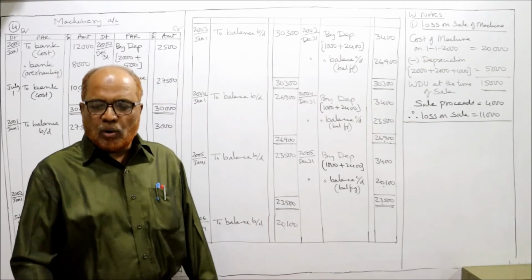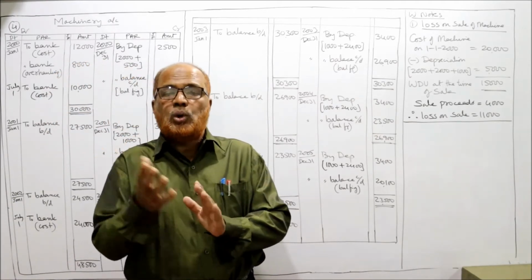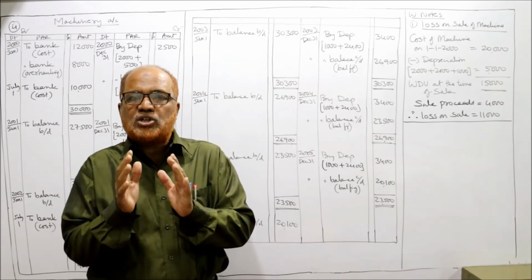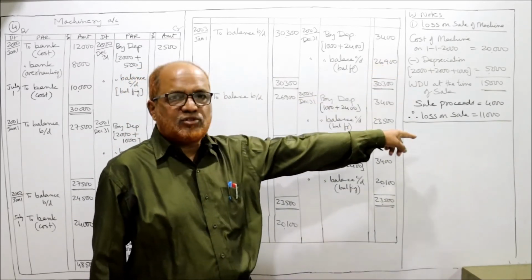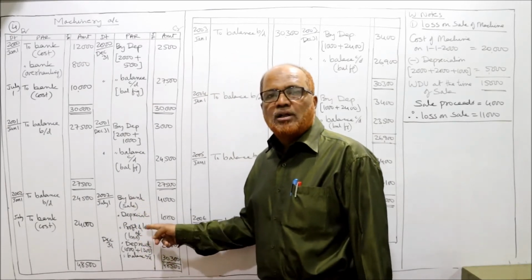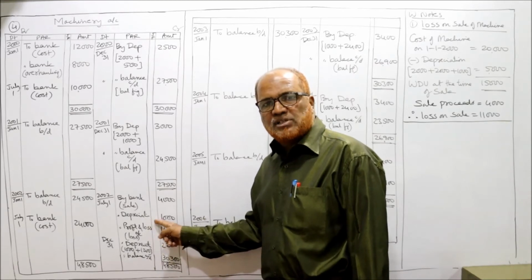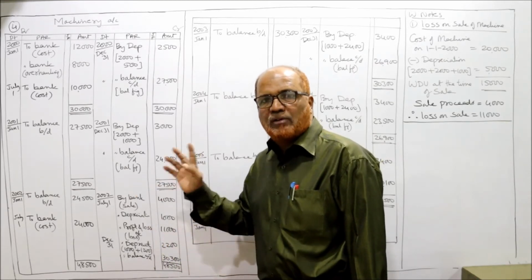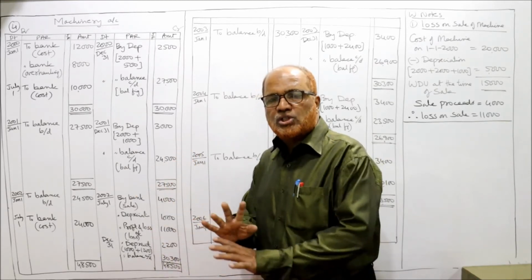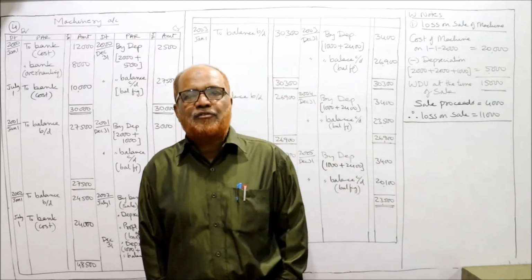That's all. The only thing is, you have to remember what entries are to be passed when the machine is sold, and how to find out the profit or loss. Here in working notes I have shown it. And remember these three entries when the machine is sold. First, sale proceeds by bank. Second entry, depreciation on that machine which is sold away. And find out the profit or loss. That's it. So this is the end of problem number 4.